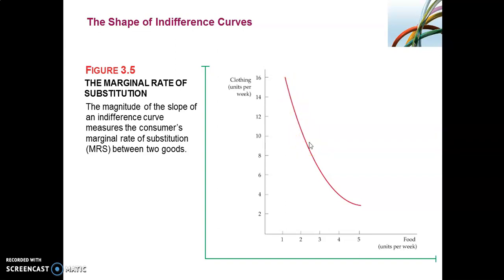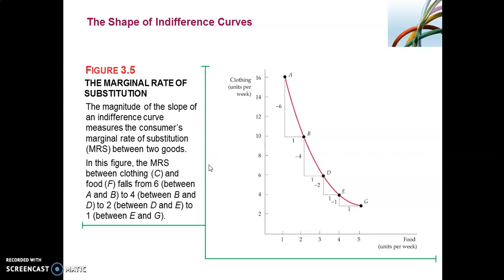The magnitude of the slope of an indifference curve measures the consumer's marginal rate of substitution between two goods. We will explain this term in a moment. The shape tells us how a consumer is willing to substitute one good for another.